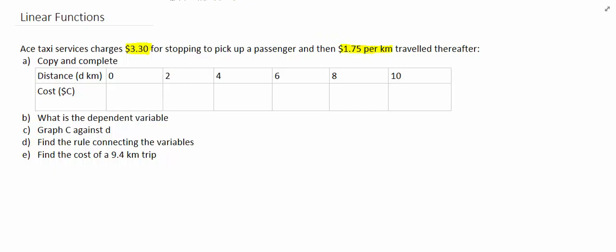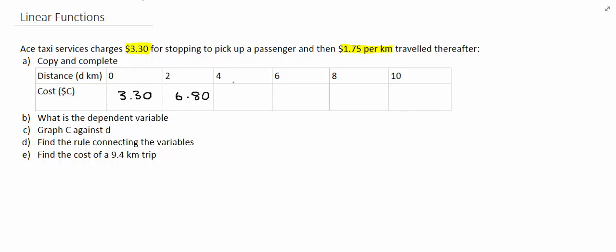All right, so what the question asks us to do first of all is to complete this table. So what it's asking us is if the distance is 0, that means we're not going to have any lots of $1.75. What's the cost? Well, it's only the flag fall, isn't it? So we've got $3.30. If we are going 2 kilometres, we've got our $3.30 flag fall plus 2 lots of the $1.75. So that's going to give us $6.80. Now back over here, I didn't need to put the dollar sign in the body of the table.